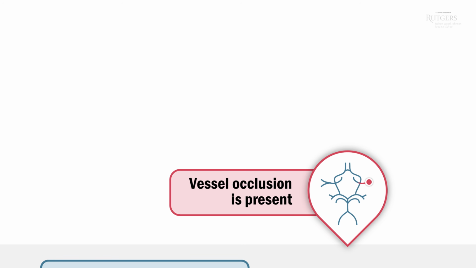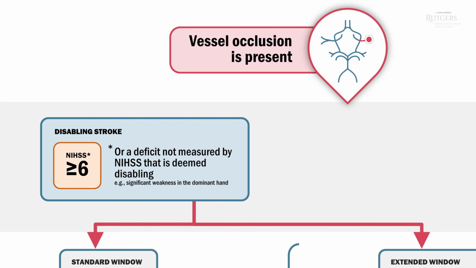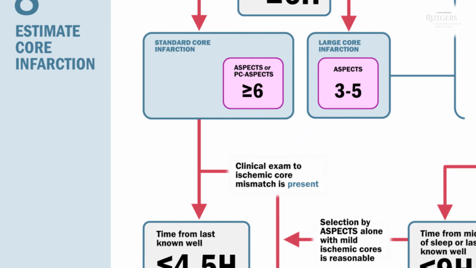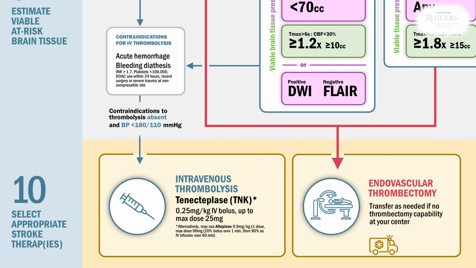Okay, well, that was a lot of information. So let's run through this one more time. Large vessel occlusion is present. Stroke is disabling. Patient is within 6 hours from last known well. Core infarction is favorable. ASPECTS or PC-ASPECTS is at least 6. If within 4.5 hours and no contraindications, deliver tenecteplase. And as long as there is clinical to core mismatch, proceed to thrombectomy.